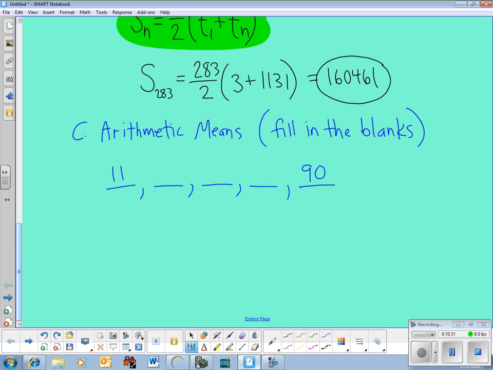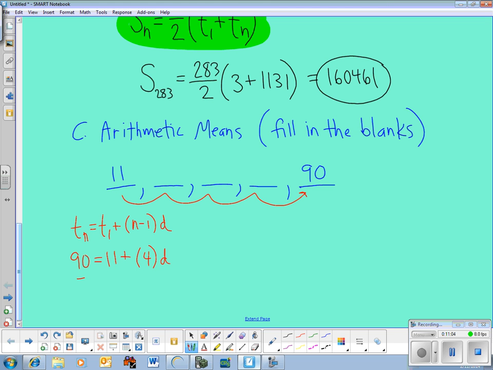Approach number 1 is this. Use the formula. Use your arithmetic sequence formula. Pn equals T1 plus n minus 1 times d. Basically, I end up at 90. I started at 11. N minus 1 is my number of steps. 1, 2, 3, 4 steps. Or you could think of that as 90 is the 5th term, so 5 minus 1 is 4. And d is my unknown. So let's solve this equation and figure out what d is.